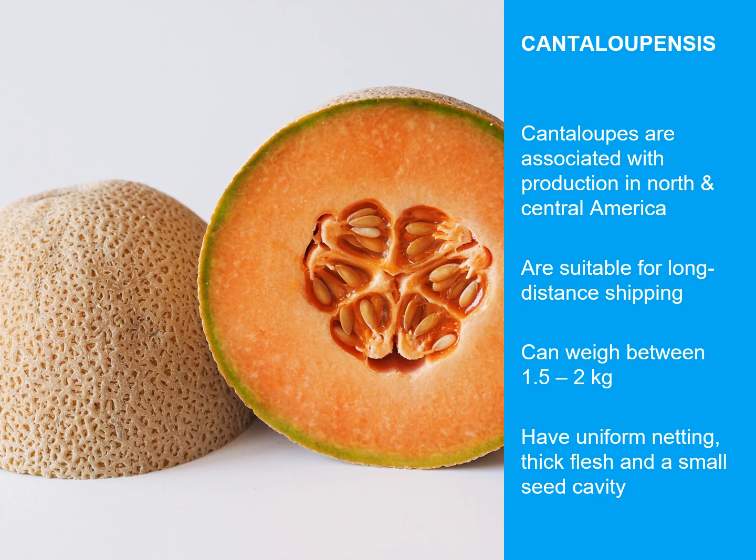So cantaloupes, which you may be familiar with, are associated with production in North and Central America, where they're quite common in the warmer regions of Central America, and they're suitable for long distance shipping. And they can weigh anywhere between 1.5 and 2 kilograms, and have a uniform netting pattern across the skin, and usually thick flesh and a small seed cavity within the center of the fruit.